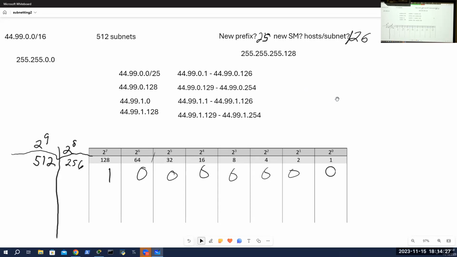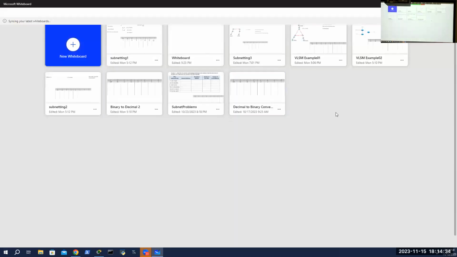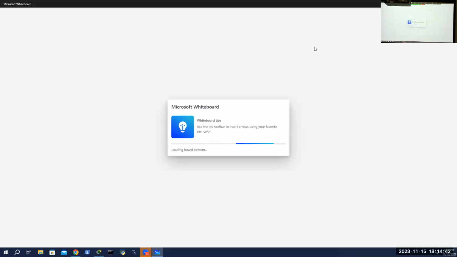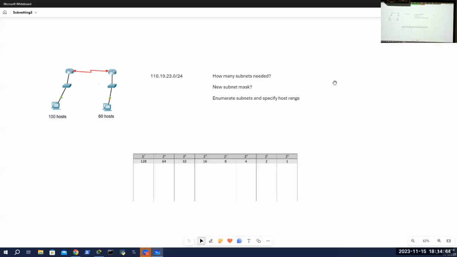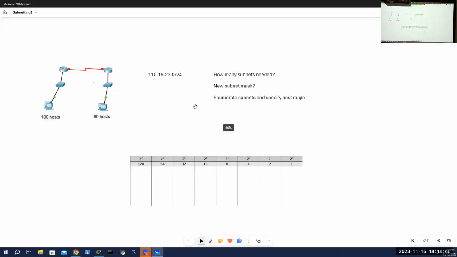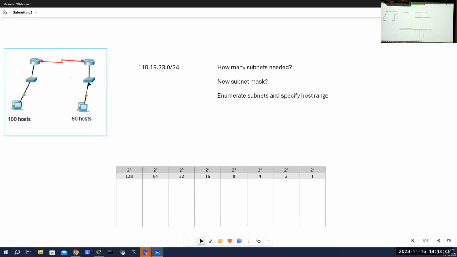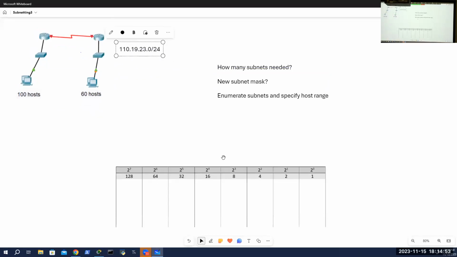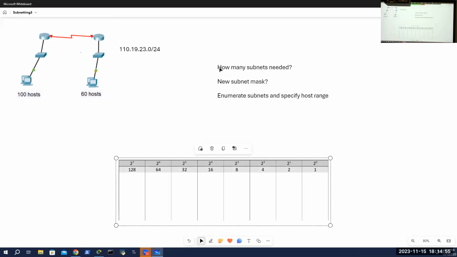Okay, so I'm going on, well, not quite to the next subject, which is VLSM. Got another subnetting problem, Subnetting 3. Again, it shrinks everything for some reason. Is that big enough for everyone to see?